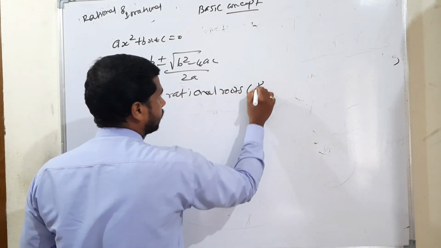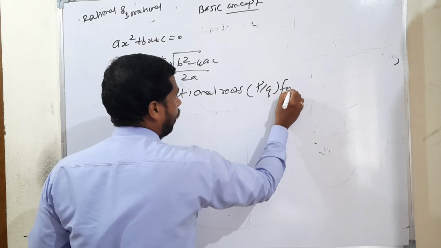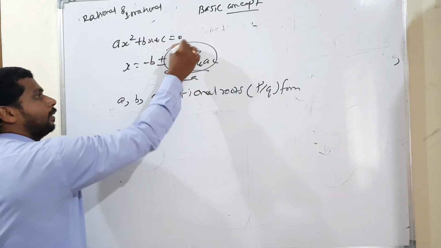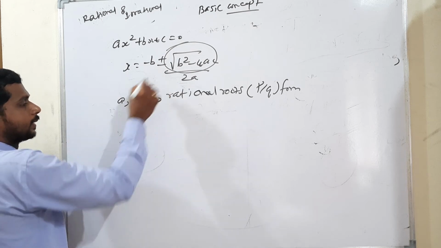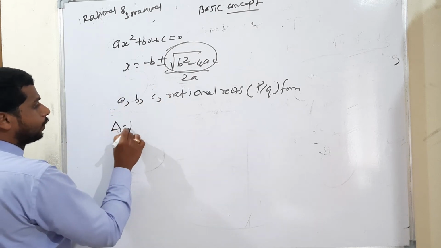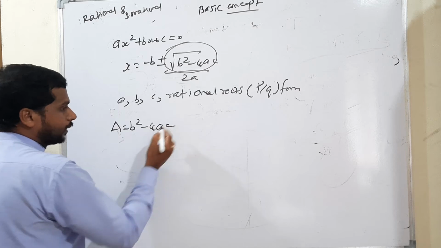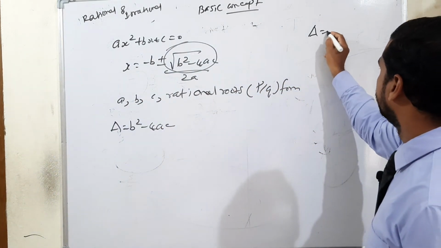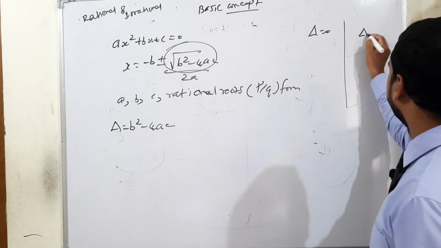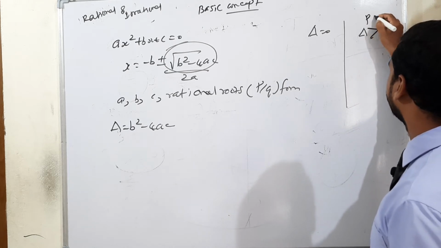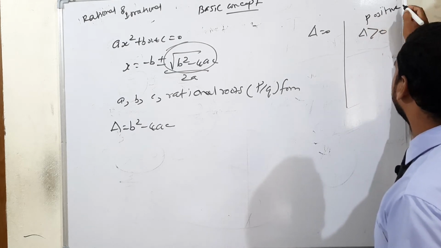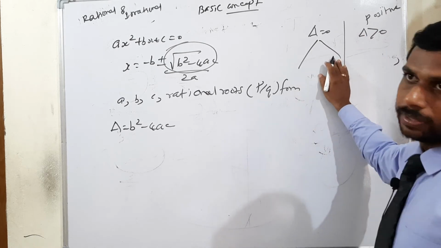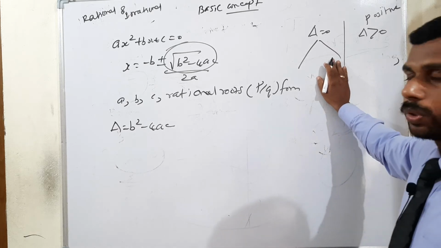Rational roots are in p/q form. This is already explained in concept number 4, I think. This is called the discriminant: Δ = b² − 4ac. There are types of results. If Δ = 0, what is the meaning? Δ greater than 0 means a positive value. Δ equal to 0 means two equal roots.